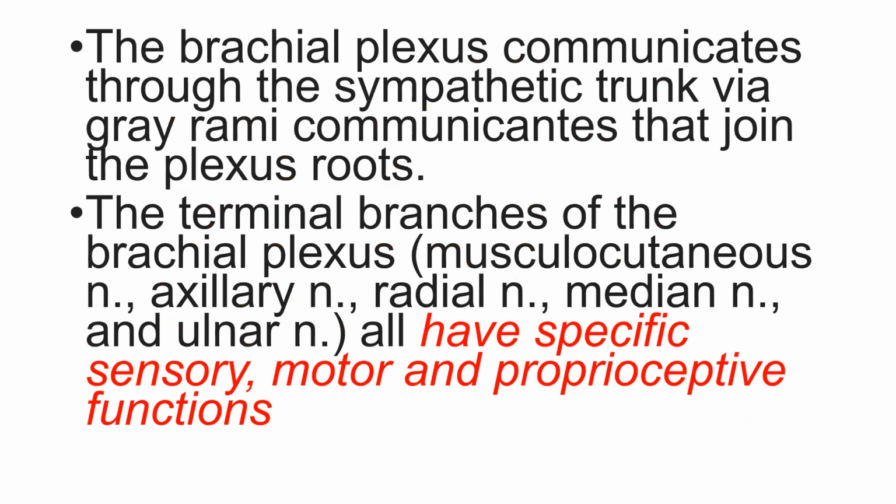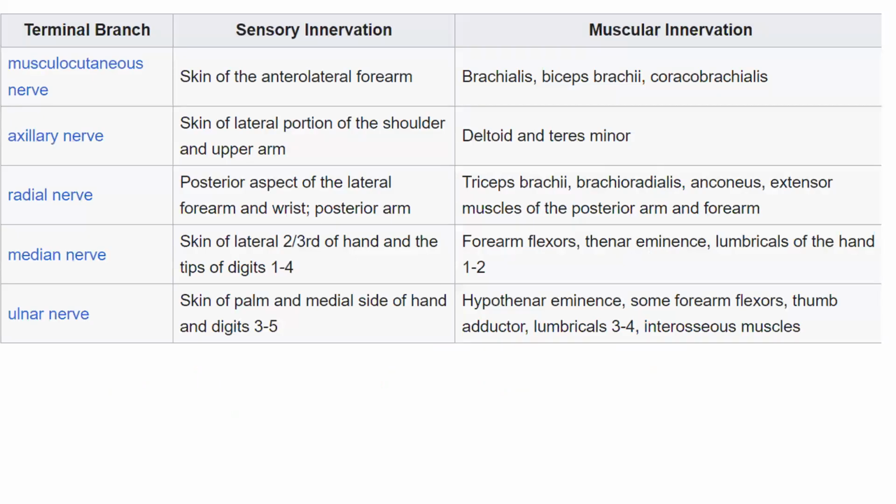The brachial plexus communicates through the sympathetic trunk via gray rami communicantes that join the plexus roots. The terminal branches of the brachial plexus, namely the musculocutaneous, the axillary, the radial, the median, and ulnar nerve, all have specific sensory, motor, and proprioceptive functions. This is a summary of what I have been telling you.